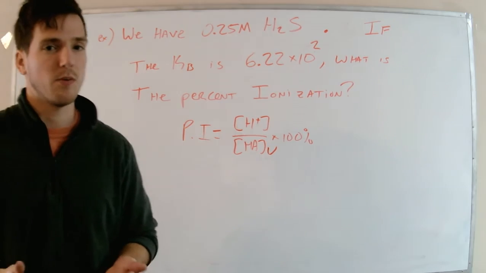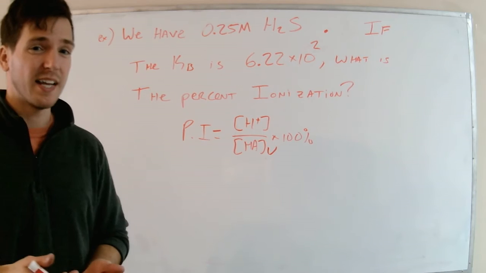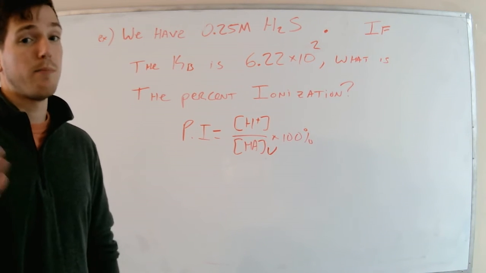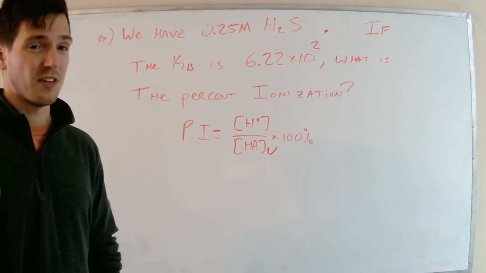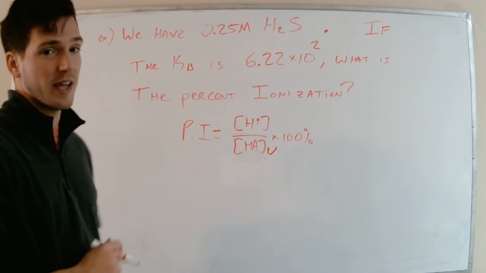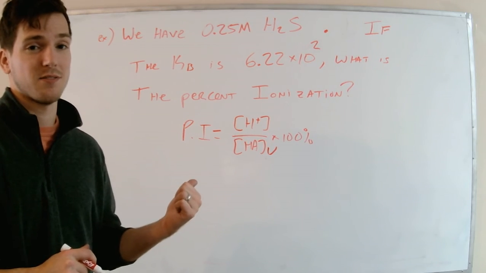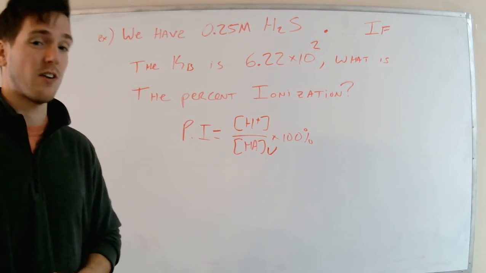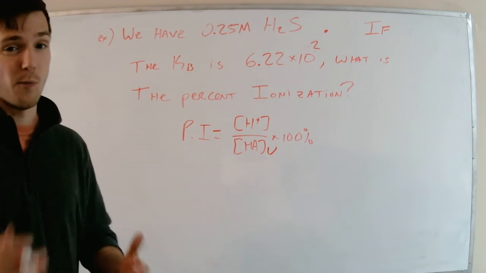Kb doesn't really help me here, right? I'm dealing with a weak acid. I need Ka. But I mentioned this just briefly. We have a very, very easy way to go from Kb to Ka, okay? And it's because of our dissociation of water, all right?